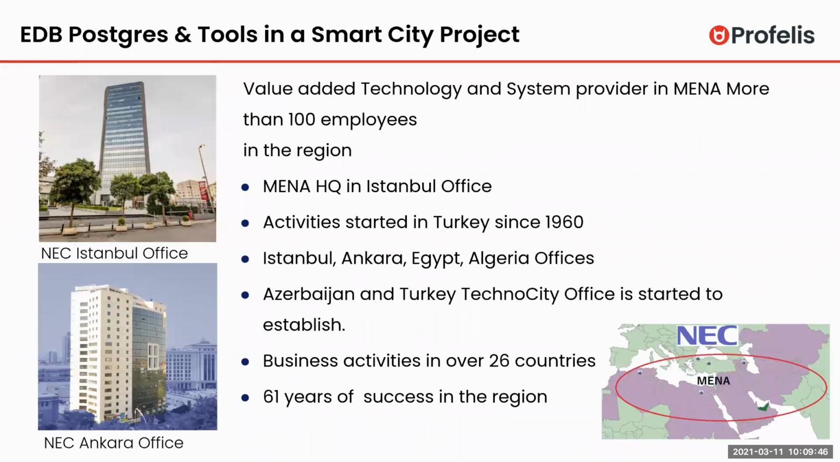Regarding our regional headquarters, we have been in the MENA region for more than 61 years, across 26 countries. We have an office in Istanbul and Ankara. Our headquarters' responsibility starts from Morocco, Algeria, Egypt, Tunisia, Iran, Iraq, and Turkey. Also, some CIS countries are under our responsibility. If you would like to contact us, Profelis can help you.